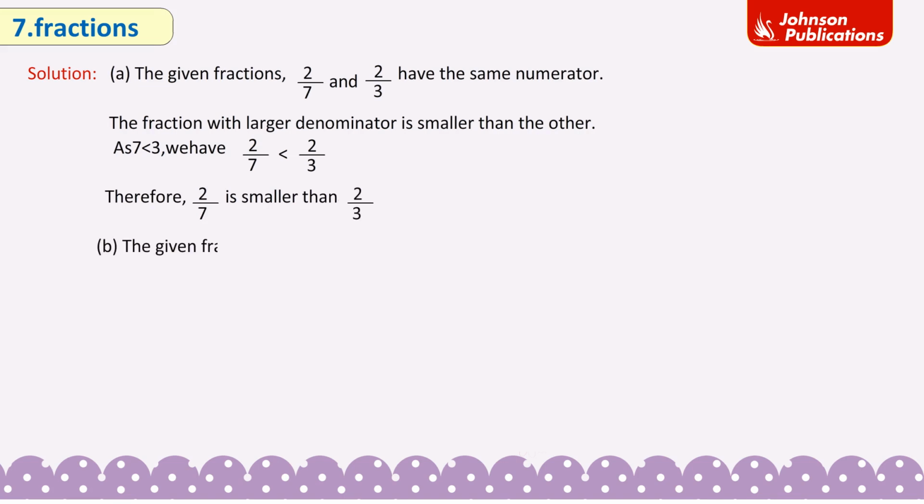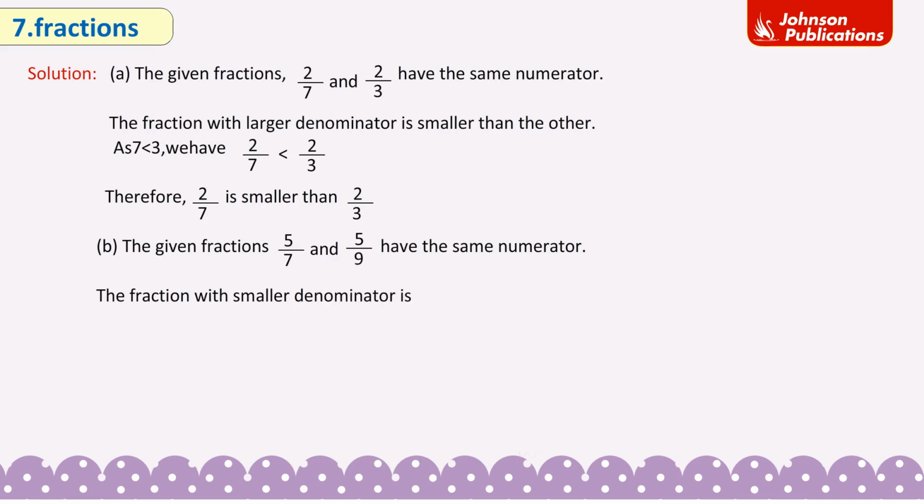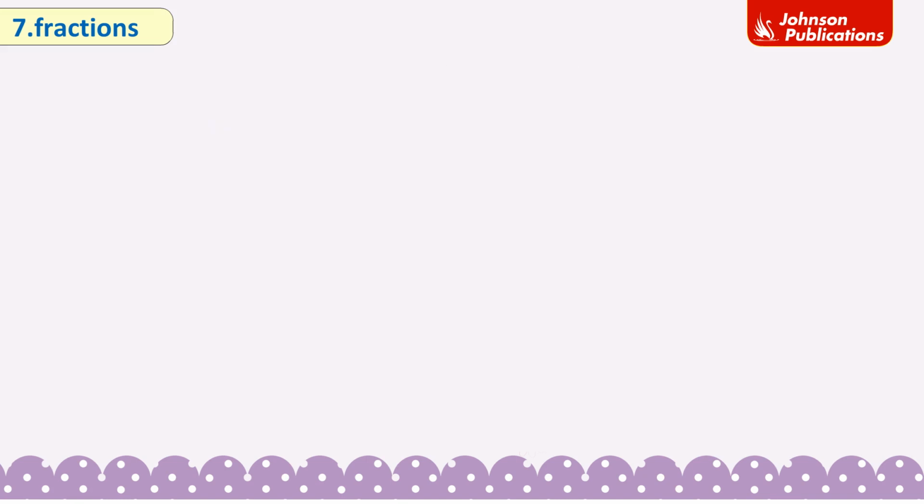B. The given fractions 5 by 7 and 5 by 9 have the same numerator. The fraction with smaller denominator is larger than the other. As 7 is smaller than 9, we have 5 by 7 greater than 5 by 9.